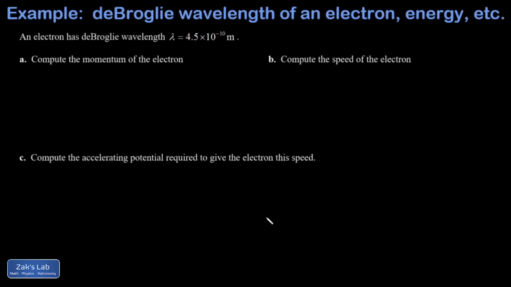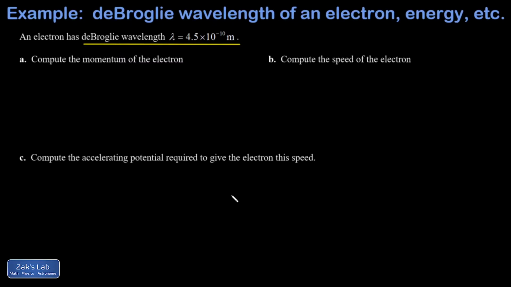In this video, we're exploring a few properties of an electron if I'm given the wavelength of the electron. So the de Broglie wavelength is 4.5 times 10 to the negative 10 meters. In part A, I want the momentum of the electron, and then I want the speed. And then finally in part C, I'm asked what potential difference would be required to give the electron this speed.